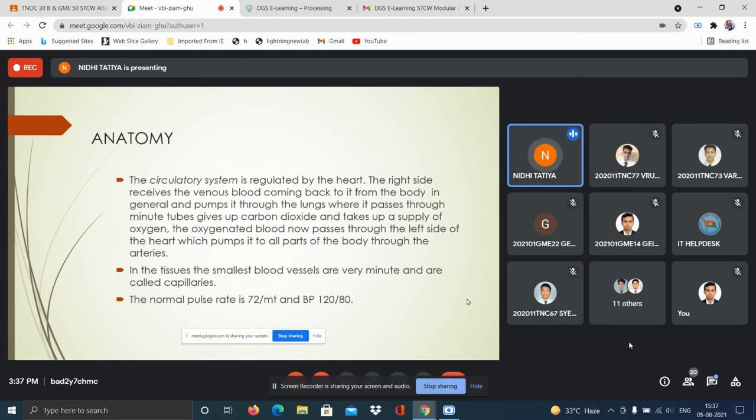Is this clear? Yes or no? Yes, ma'am. Ma'am, but in the picture I think you named incorrectly, ma'am. Where? Ma'am, on the left side you wrote the right atrium, and on the right side you wrote left atrium. Why? It is opposite when you are writing down, right?